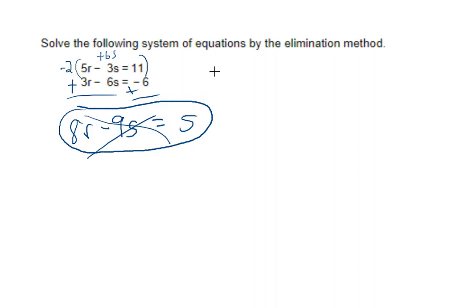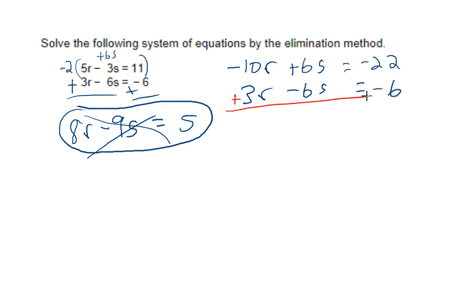We get -2 times 5r, which will be -10r. We'll get -2 times -3s, which will be plus 6s. So we got what we wanted there. And then we'll get -2 times 11, which will be -22. The bottom equation will just leave the same. 3r minus 6s equals -6. And now when I add these together, I'll get some results.